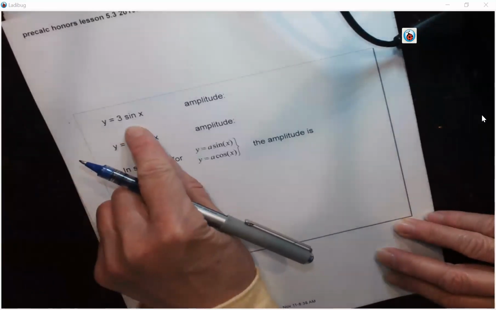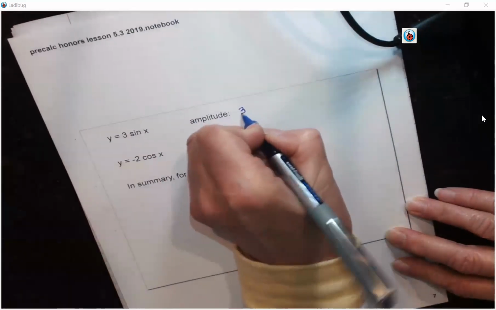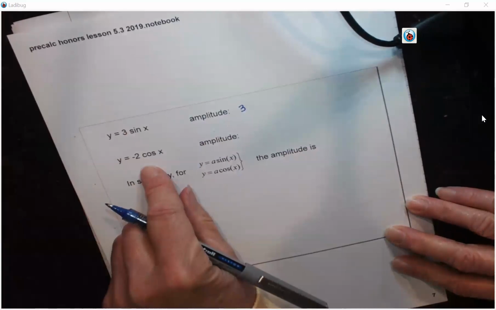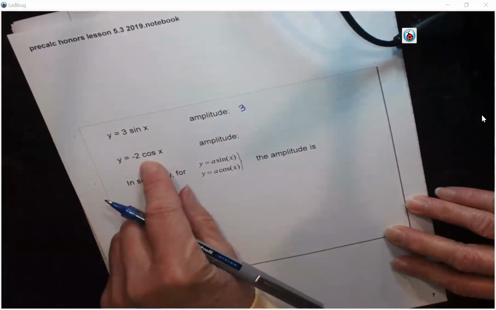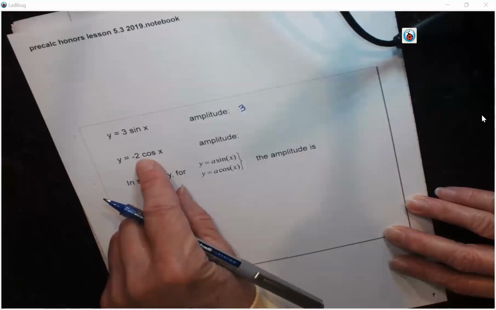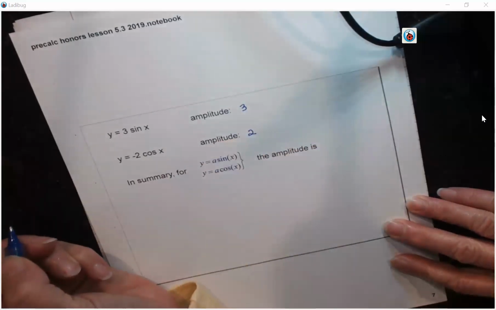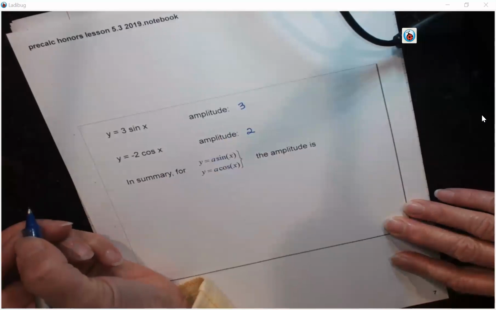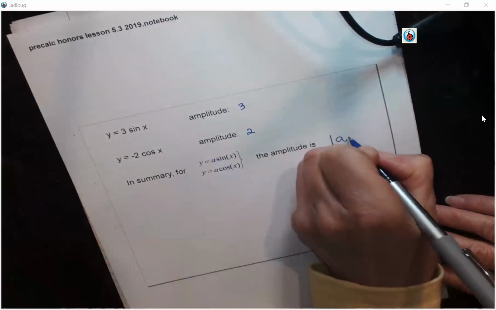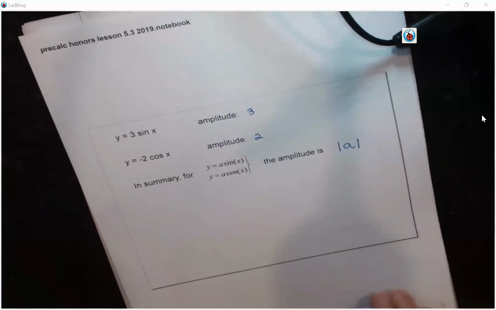If y equals 3 sine of x, that means that we have a vertical stretch by a factor of 3, so that gives us an amplitude of 3. If we look at y equals negative 2 times the cosine of x, that's a vertical stretch by a factor of 2. We also have a reflection across the x-axis, but in either case, the amplitude becomes 2 because of the vertical stretch. And so, in summary, when we have y equals a sine of x or y equals a cosine of x, the amplitude is the absolute value of a. And again, we don't talk about amplitudes ever as negative numbers.